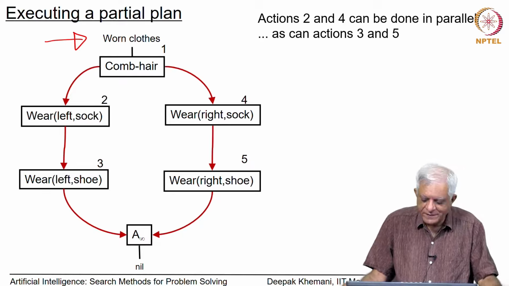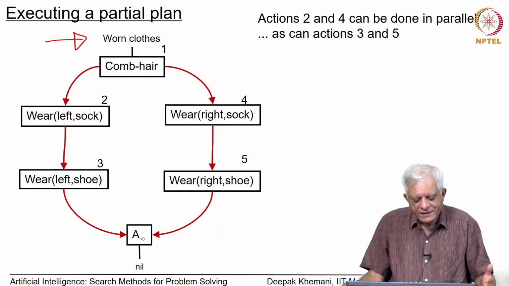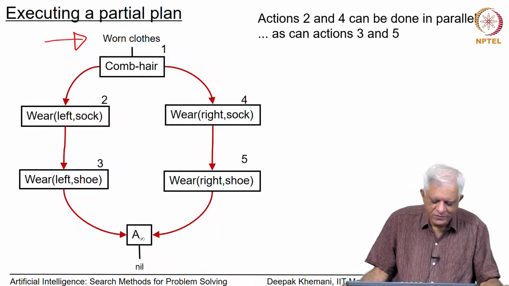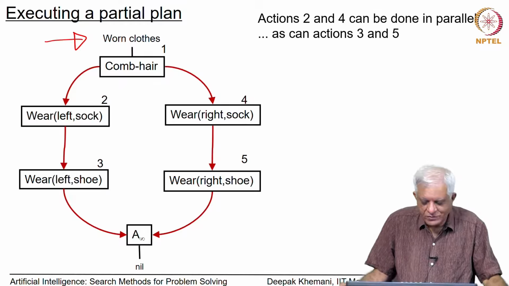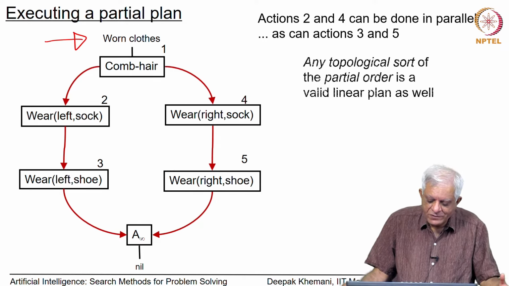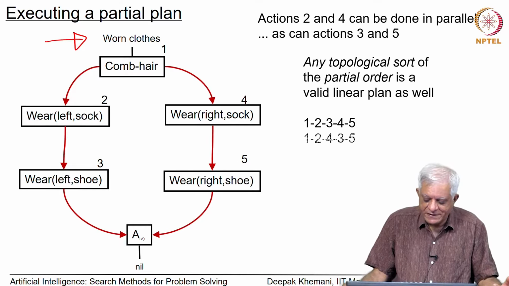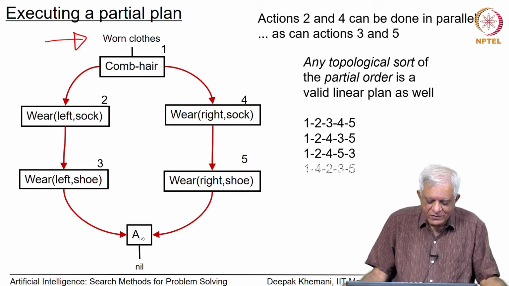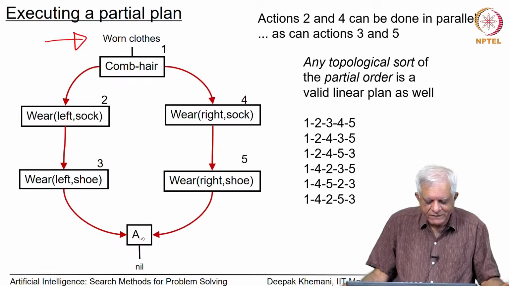you could have finished your job of getting ready. But if you were working in a more relaxed situation and you did not want to, let us say, use both your hands at the same time, you could still have valid plans, and it turns out that any topological sort of the partial order that we have is a valid linear plan as well. So, all the sequences that I have listed here are valid sequences. You can first comb your hair, which is action 1, then you can do 2 and then you can do 3, then you can do 4 and 5, which means you first wear your left sock, left shoe and then the right sock and the right shoe.